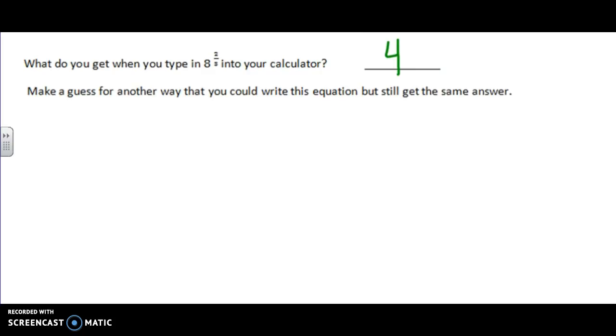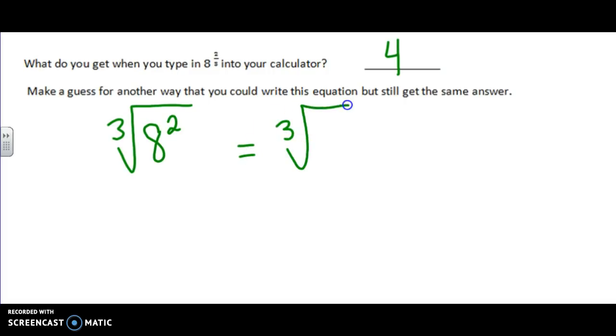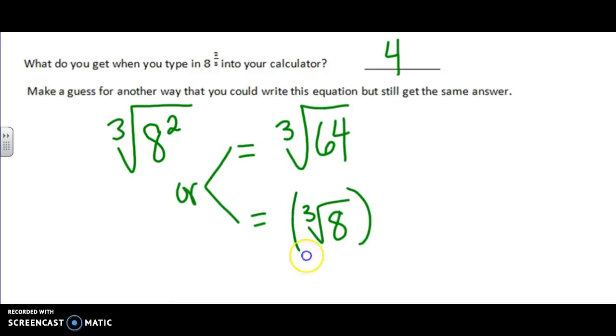So another way to write that is, we know that the denominator represents the type of index you have, but this also represents 8 squared. So doing both of those, that means I'm doing the cube root of 64, or I could write it this way too, one or the other. I could do the cube root first, the cube root of 8, and then square that. We know the cube root of 8 is 2, and 2 squared gives me 4. The order of these doesn't make any difference.